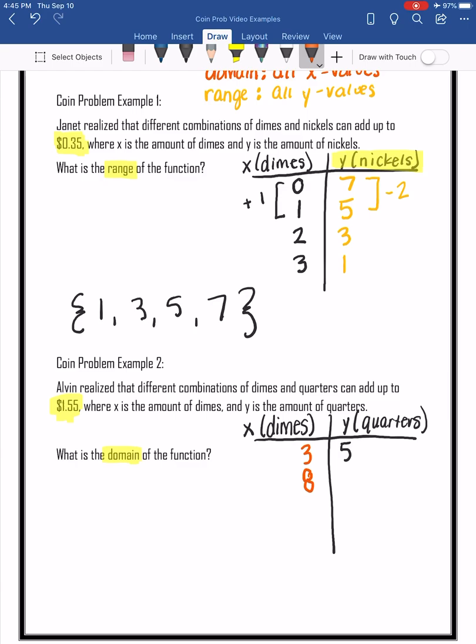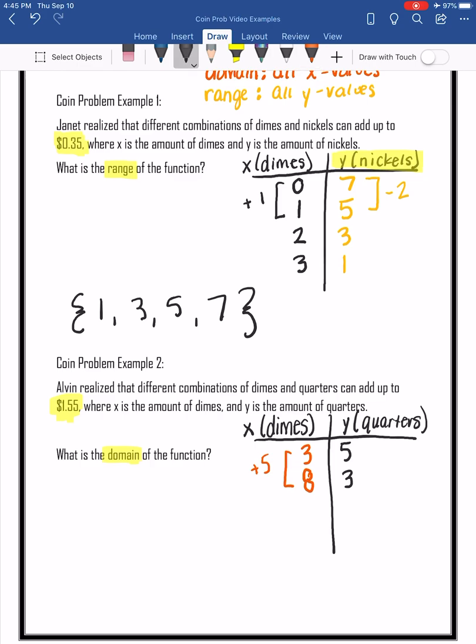All right, so 8 dimes is 80 cents. So if I had 80 cents and I wanted to get to $1.55, all I need now is 75 cents. So all I need is 3 quarters. Let's stop here. Again, when you get to the second row, stop and check for a pattern. How did I get here from 3 to 8? You could add 5 to get from 3 to 8.